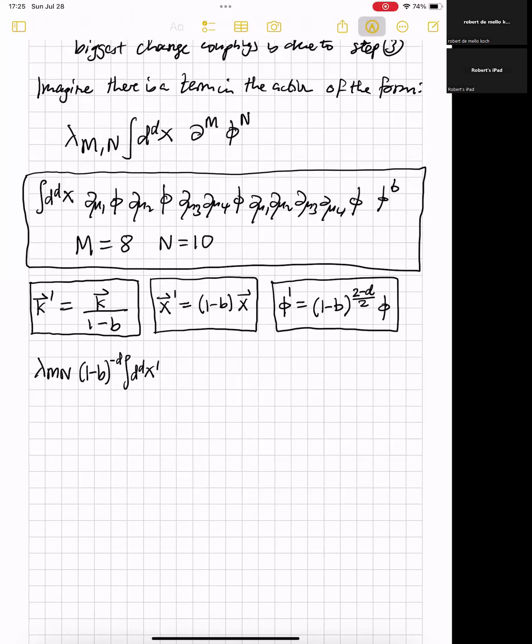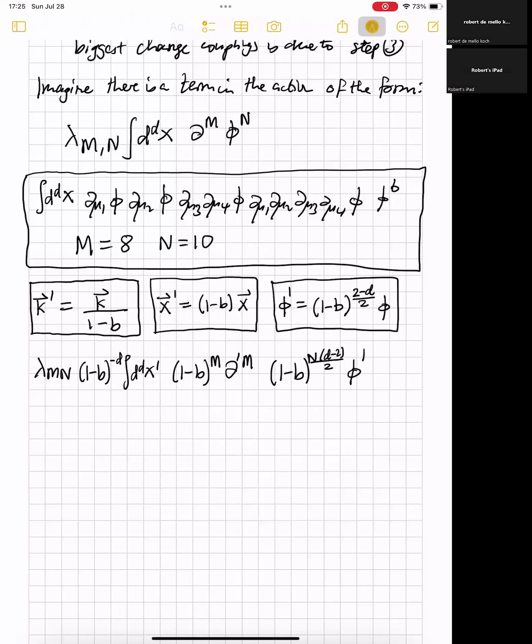You've done that a few times. Then we need to transform the derivative. You can check that each derivative picks up a factor of (1 minus b). So this will be raised to the power of m, and we'll have d prime to the m. And then we need to put in our field. Each of our fields picks up a factor of (1 minus b). Now, here it would be easier to know what phi is in terms of phi prime. You just reverse the sign of the power. So we would get n, and then let's write it as (d minus 2) over 2 times phi prime.